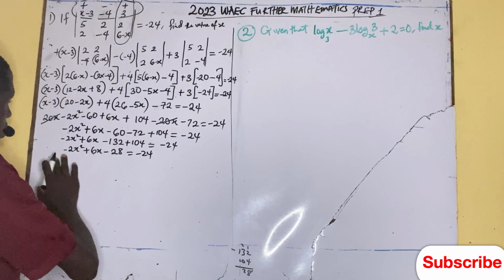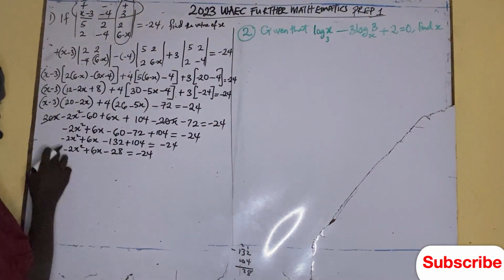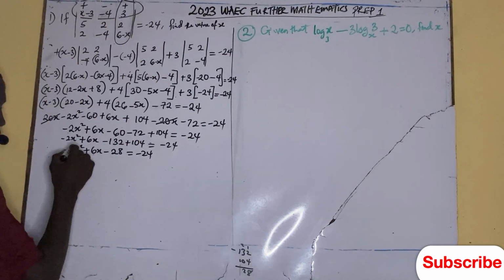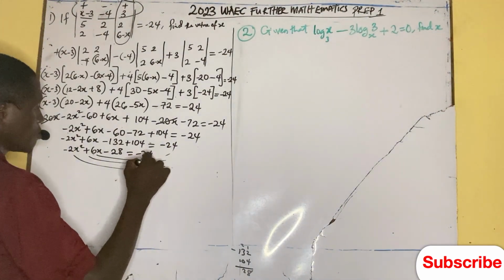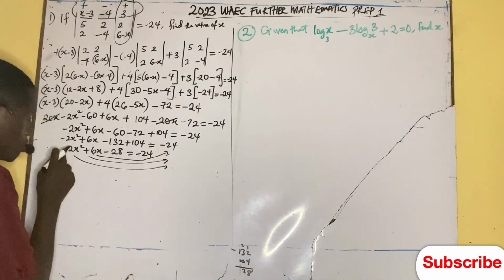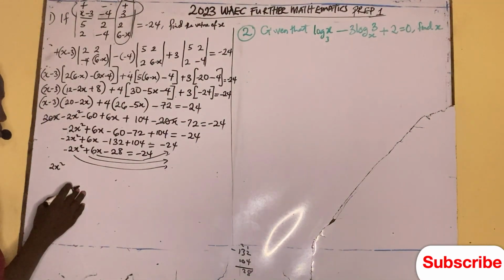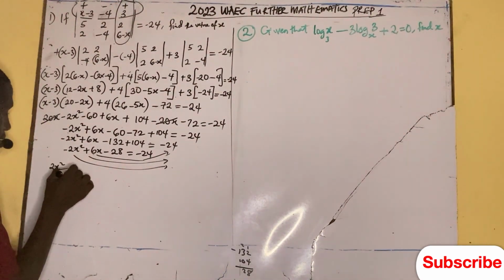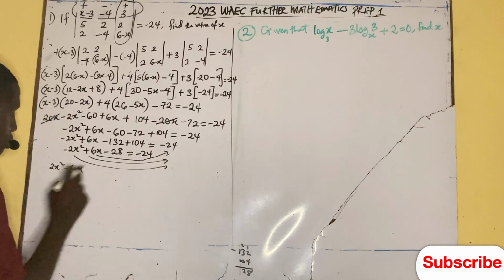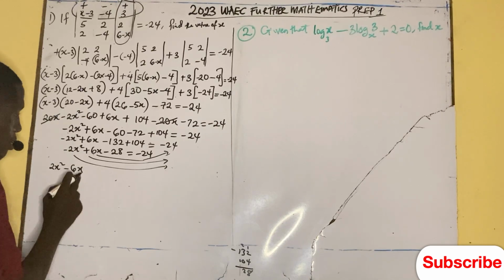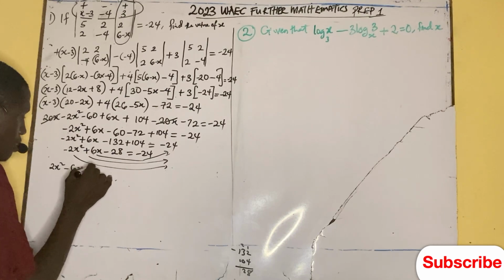So please take everything to the other side to make it a quadratic equation. Because this is negative, when you take everything to the other side, you make this entry positive. So this one is going to be 2x squared. This one is going to be minus 6x. Are you following? When this one crosses, it's going to be plus 2x squared, and this one is going to be minus 6x. This one is already minus 24 here.